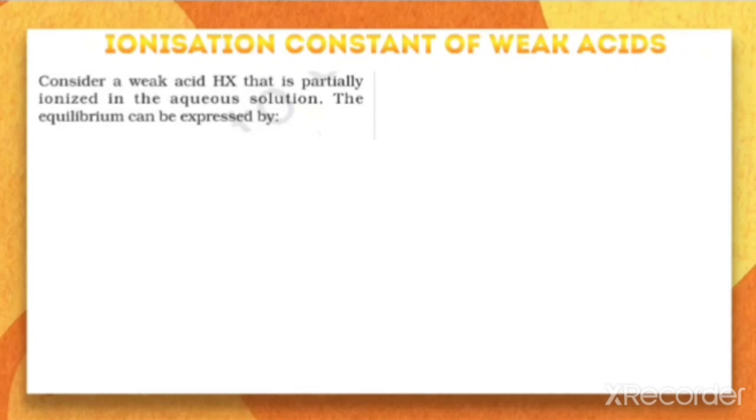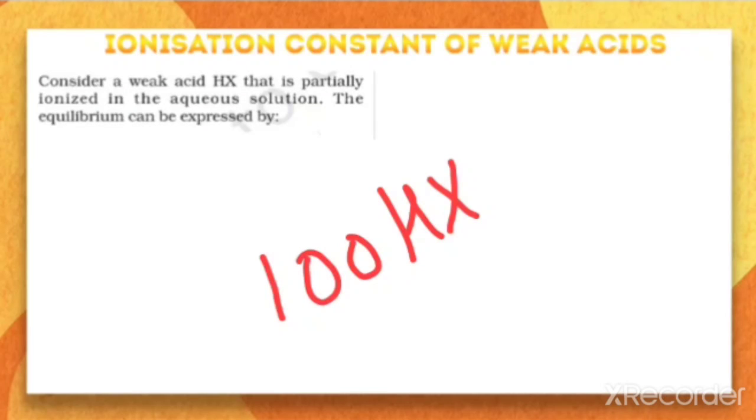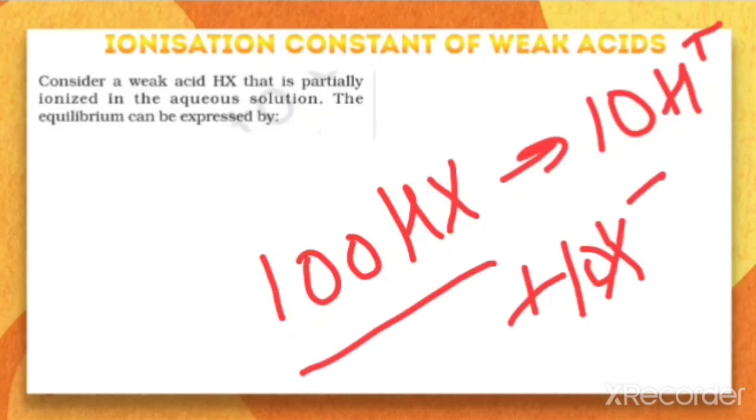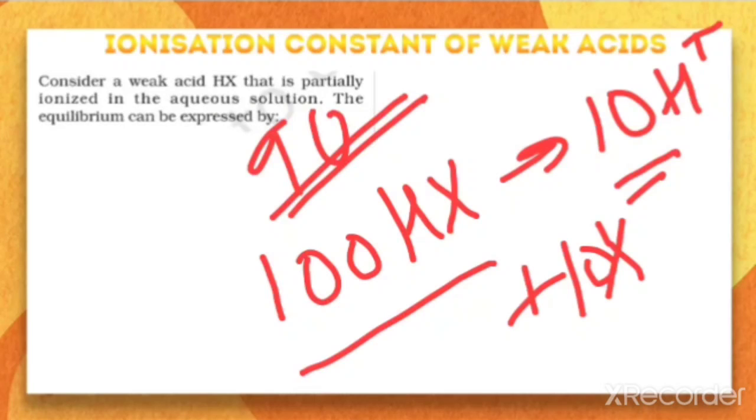Now what is this partially ionized? For example, if 100 moles of HX, let us take any acid, HCl, HBr, HI, anything, is taken and it is in the aqueous solution, only 10 H plus and 10 X negative are formed. That means from 100 moles of HX only 10 moles of HX get ionized. So the remaining 90 HX are not ionized.